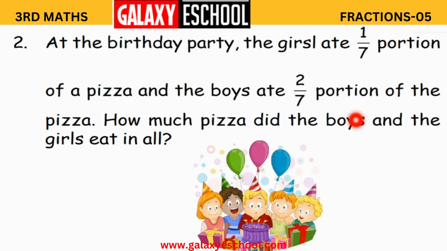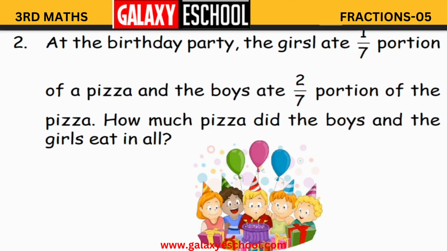Next, question 2. At the birthday party, the girls ate 1 by 7 portion of a pizza and the boys ate 2 by 7 portion of the pizza. How much pizza did the boys and girls eat in all? Now again at the birthday party, what did girls do? Girls ate 1 by 7 portion of a pizza. Yes or no? And then what did the boys do? The boys ate 2 by 7 portion.